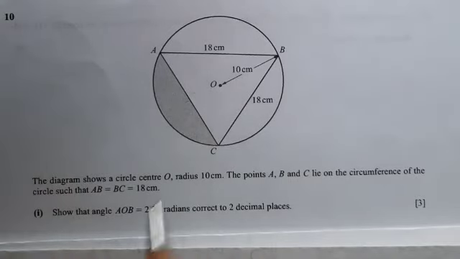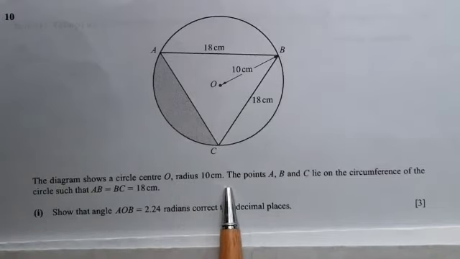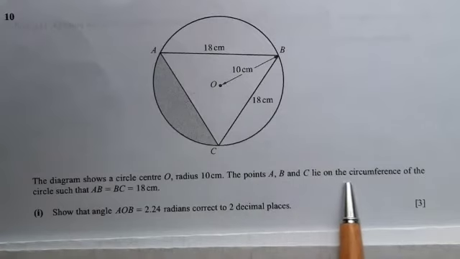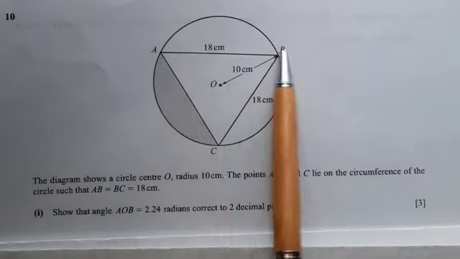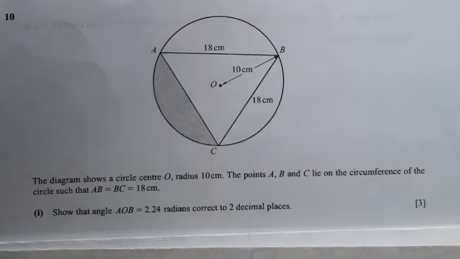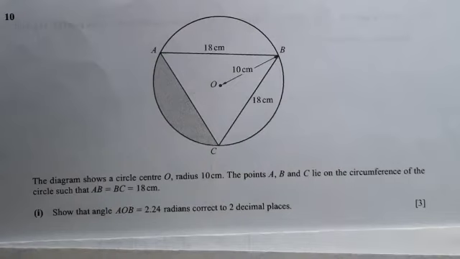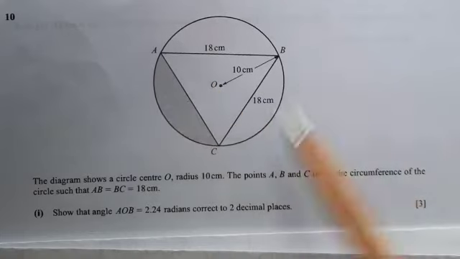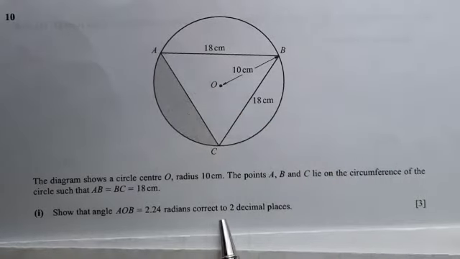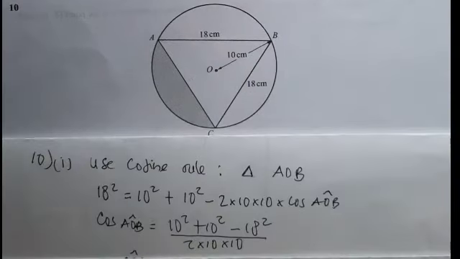Now question number 10. The diagram shows a circle, center O, radius 10 cm. The points A, B, and C lie on the circumference of the circle such that the length of AB equals the length of BC, that is 18 cm. Now, I show that angle AOB equals 2.24 radians correct to 2 decimal places.